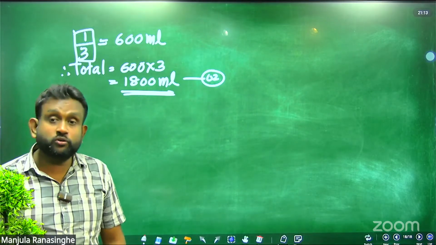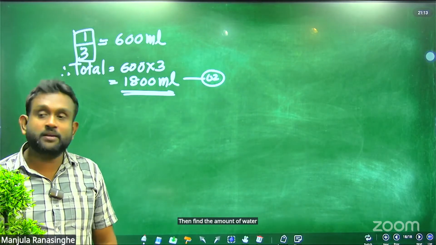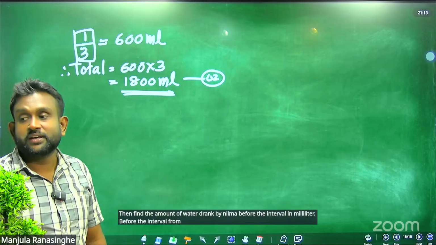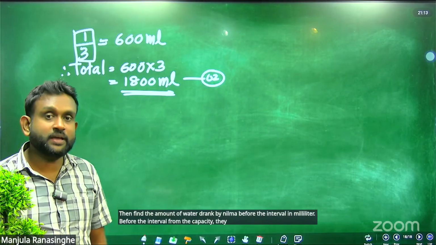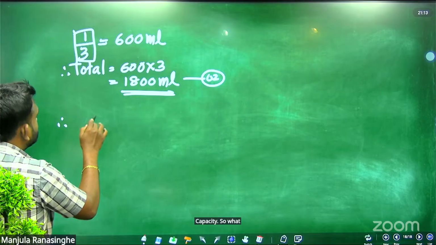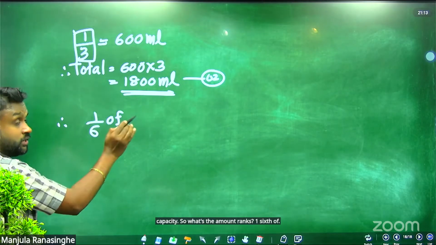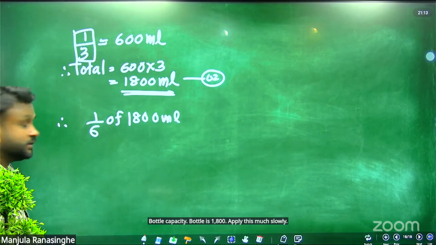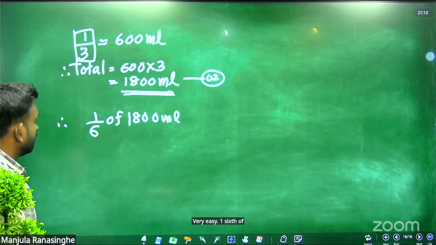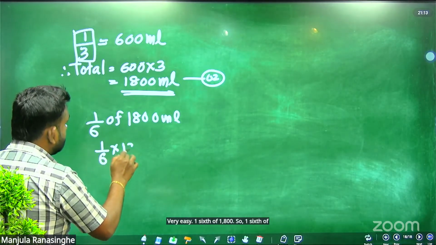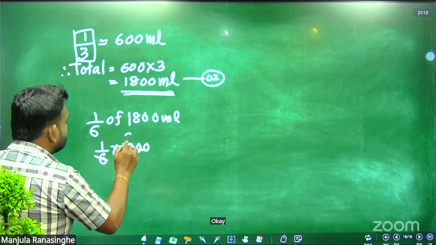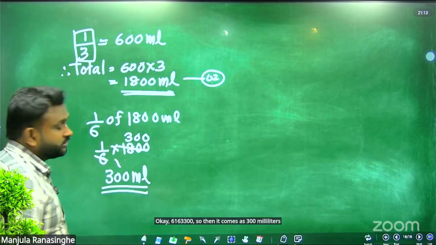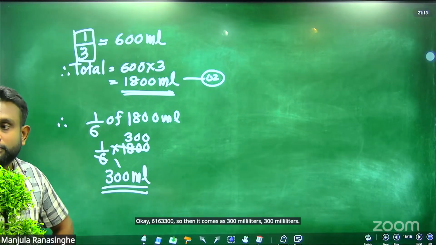Then find the amount of water drunk by Nilma before the interval in milliliters. Before the interval, from the capacity, they drank 1/6 of the capacity. So what's the amount drunk? 1/6 of the bottle capacity. The bottle is 1800. Apply this maths logic. Very easy. 1/6 of, means multiplication, 1800. 6 into 1, 6 into 3, 300. So it comes as 300 milliliters.